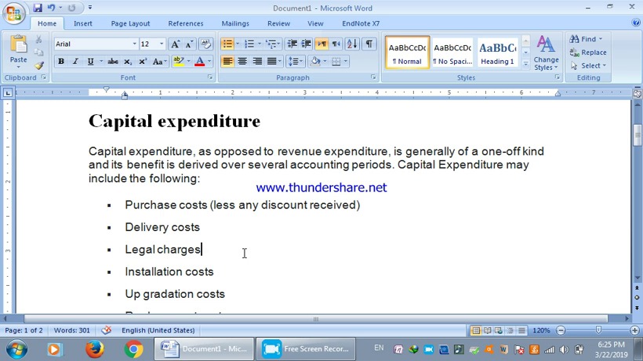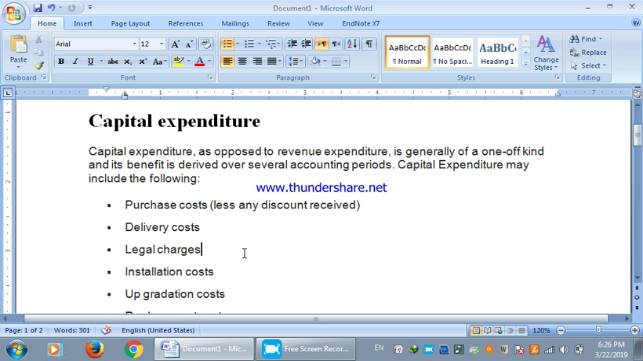As we know, the cost of any asset comprises all those charges, starting from purchase till the asset has been placed for final use. So all such costs would be part of the cost of that particular asset. Purchase cost, delivery cost, legal charges, for example during the incorporation of a company. The benefit of such charges would be derived for a longer period of time. Such costs are known as capital expenditure.